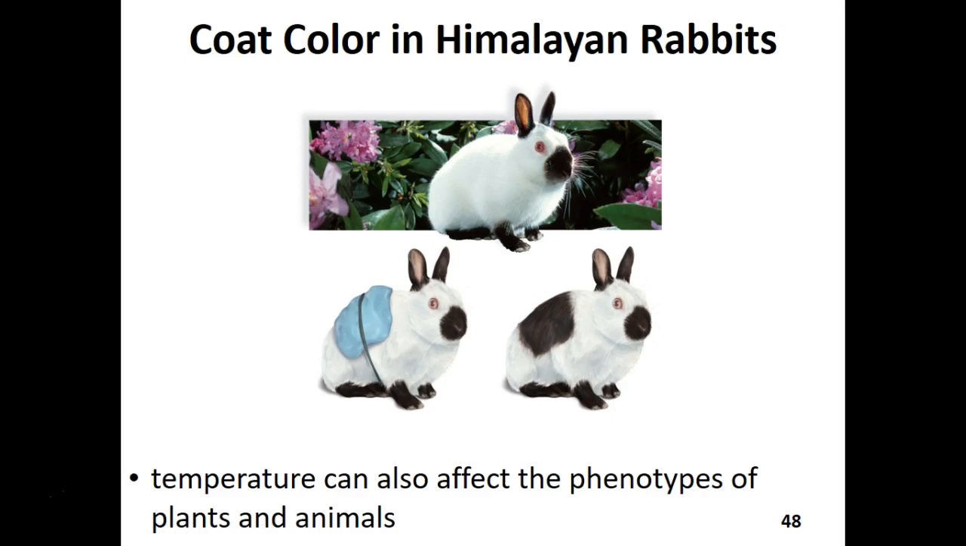Temperature is another environmental influencer. So temperature can actually cause your phenotype to change. These are Himalayan bunnies, and Himalayan rabbits have dark extremities, and then they have a white fur coat. The dark extremities are associated with the regions of the body that are colder. So typically we get colder on our extremities. The warmer regions are where the blood courses through more often.